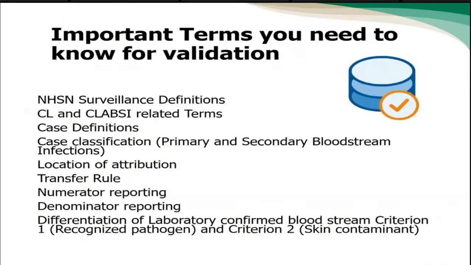The important terms that you need to know for the validation: NHSN surveillance definitions, as you all know, that these days we are focusing on NHSN definitions of the year 2022. The central line and the CLABSI related terms, case definitions, case classification, primary and secondary bloodstream infections, location of attribution, the transfer rule, numerator reporting, denominator reporting, differentiation of lab confirmed bloodstream criterion 1, which is for recognized pathogen, and criterion 2, which is for skin contaminant or commensal. So before we validate our data, we have to know all these terms very well.